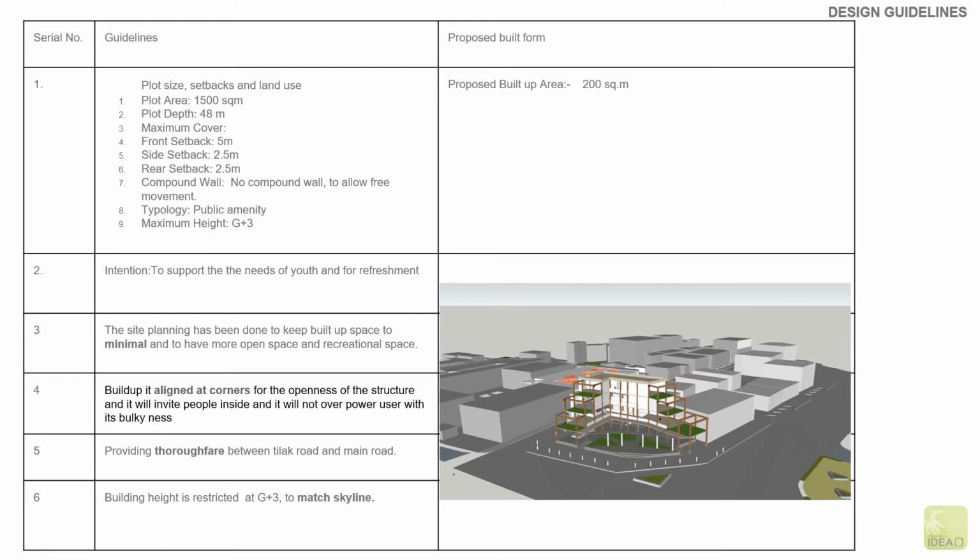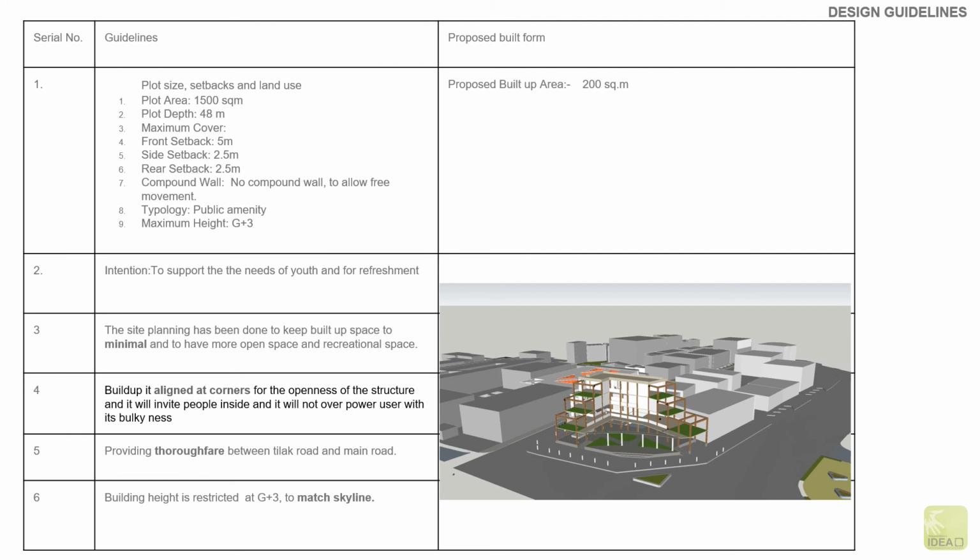Many different design guidelines are used. This build-up is a proposed one, that is, it can become a reality if any build-up is proposed on the site in the near future. Some guidelines are that minimal build-up is to be done on the site for the openness of the structure. The build-up is aligned in an L shape, so it will have maximum open space as its frontage. A thoroughfare is created to link Tilak Road and Main Road.